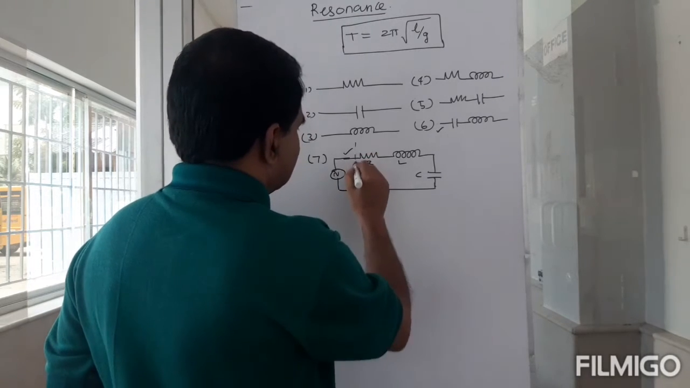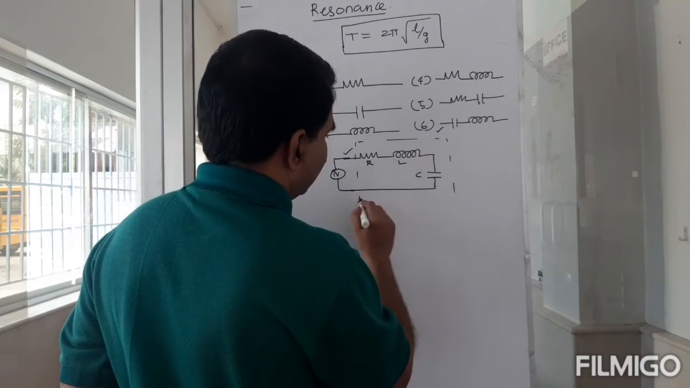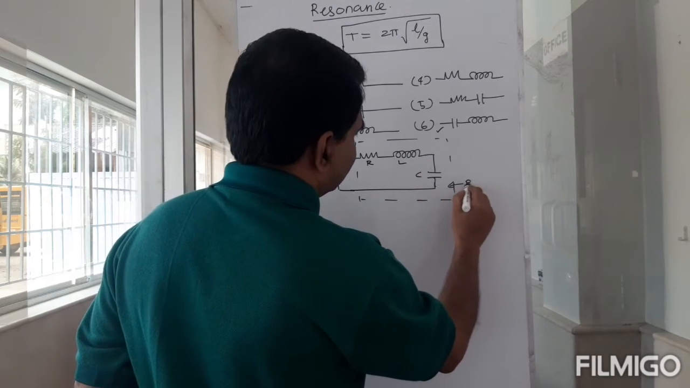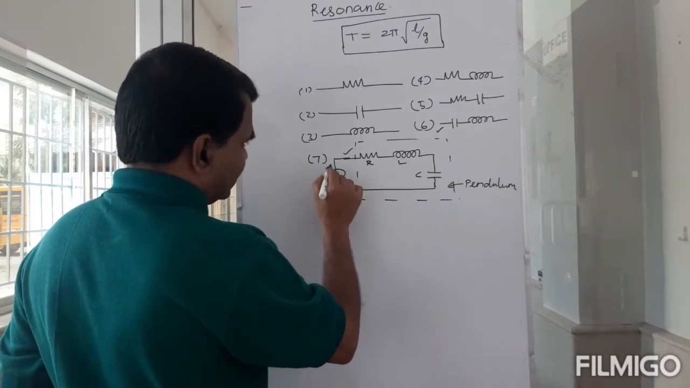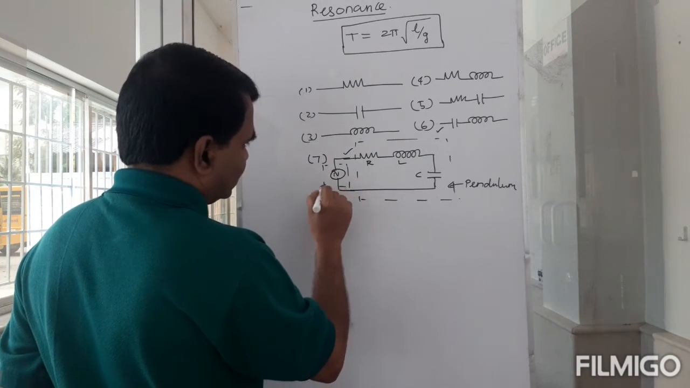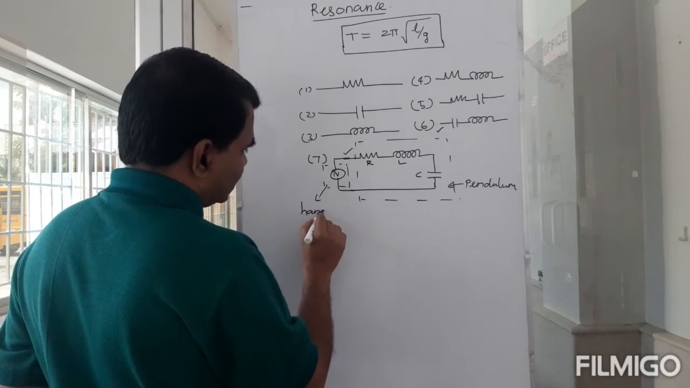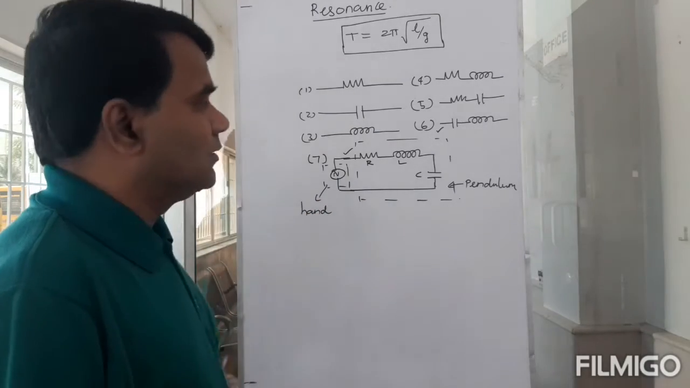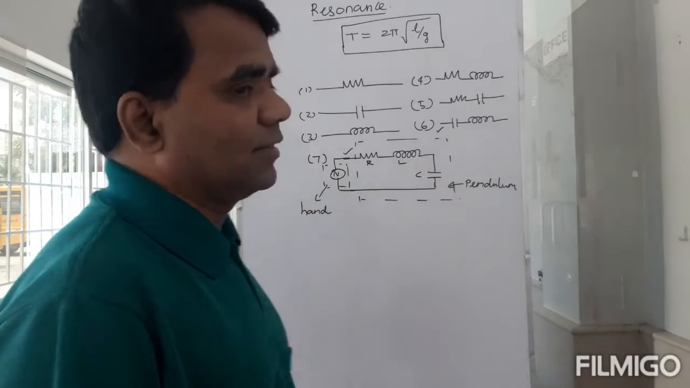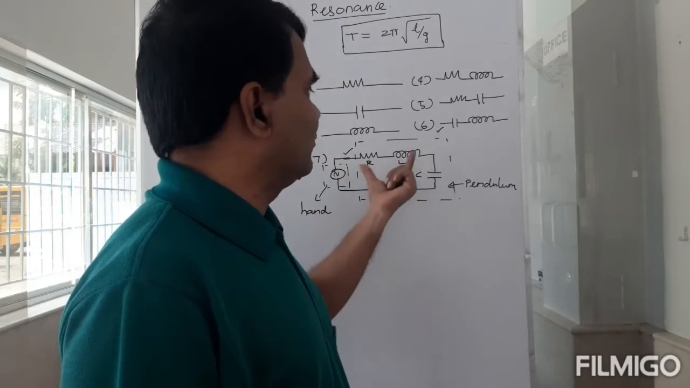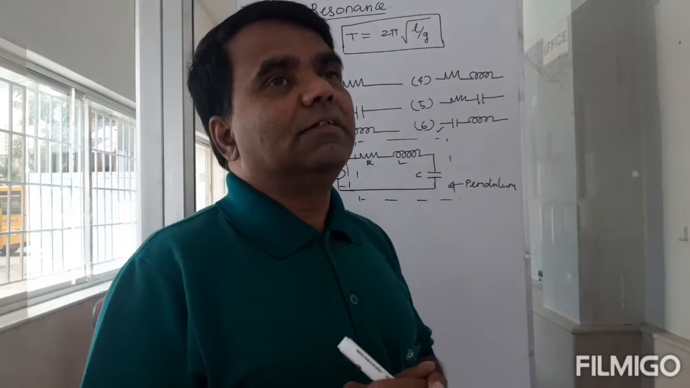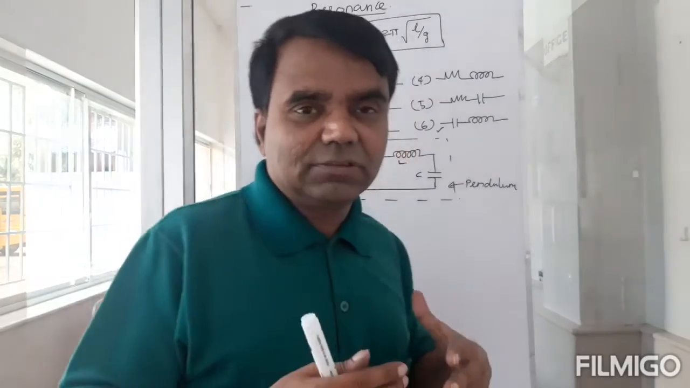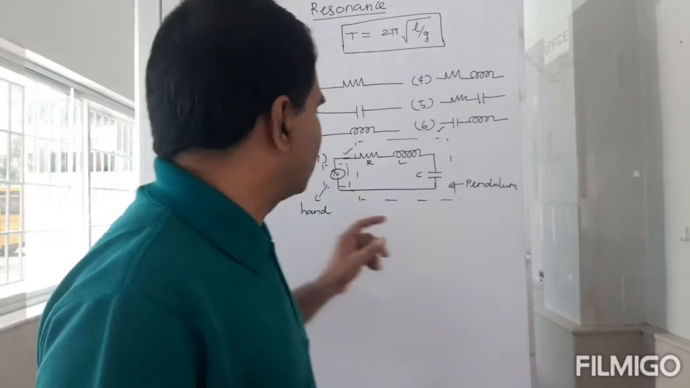Okay, so this is like the pendulum, and this is like my hand. This is the pendulum, and this is like my hand. So this will have a natural frequency. Let's see what will change. What amplitude are we talking about here? First, let's talk about the voltage.